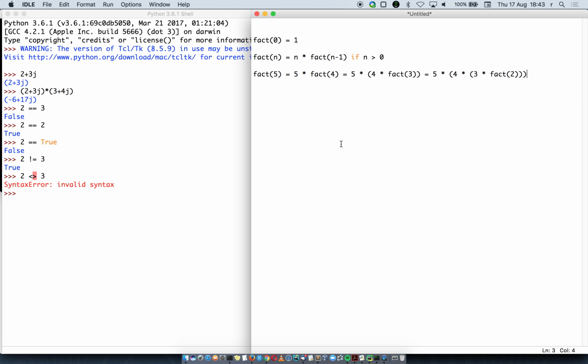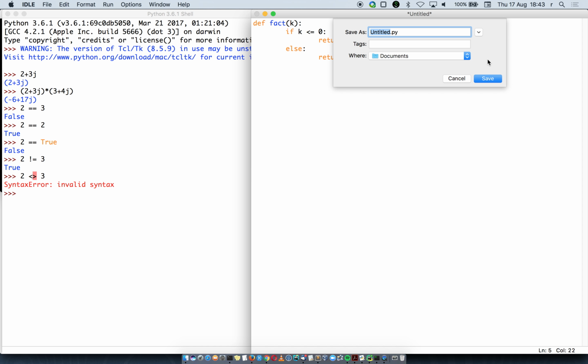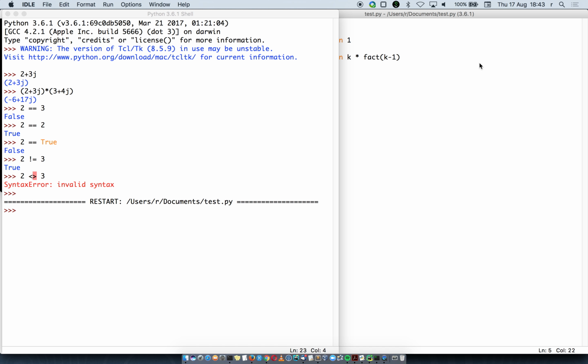We can put this in here, save it, and say test here, save, replace. Factorial of 5, you should know that this is 120, just to verify with known values. Factorial of 10 is a much bigger number.